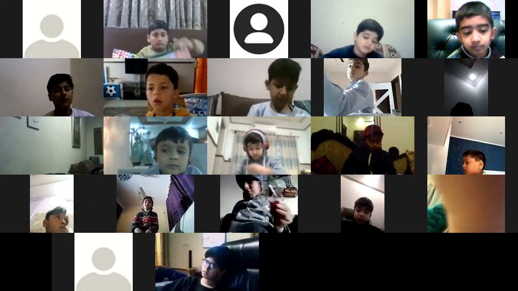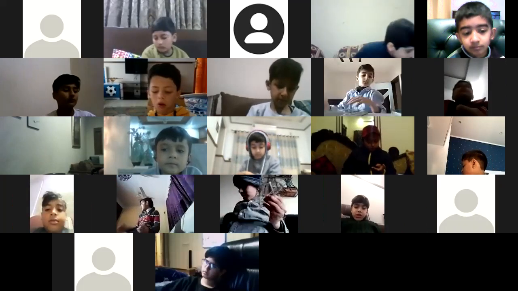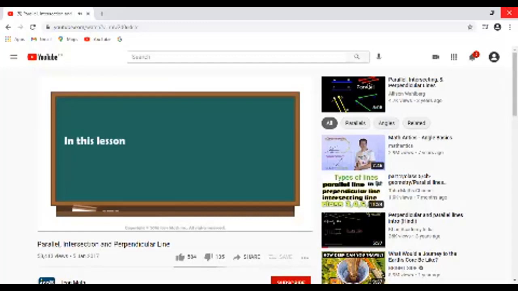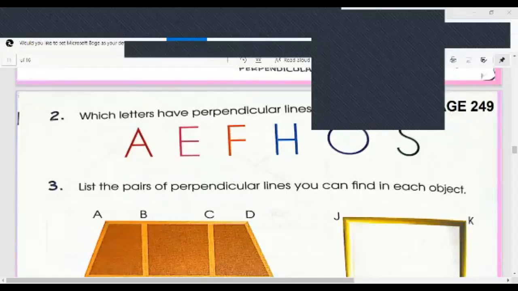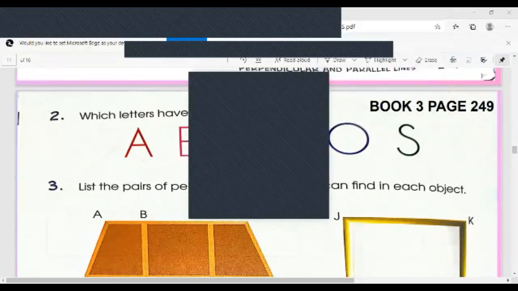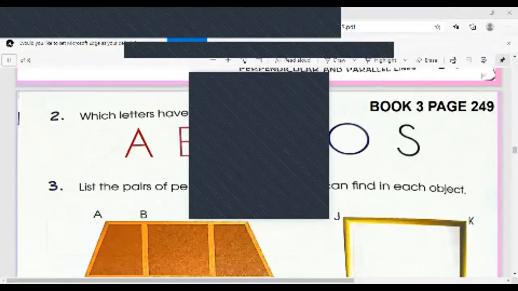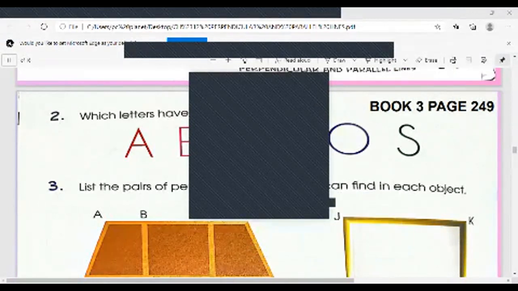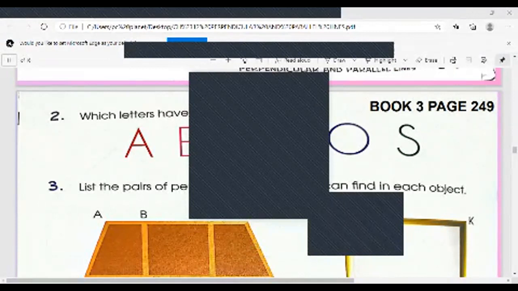All of you open your book 3 and the page number is 249. Everyone, kindly open your book 3 and the page number is 249 and mention a date on the top of it, that is 2021 is the date. Kindly mention your date on the top of this page.